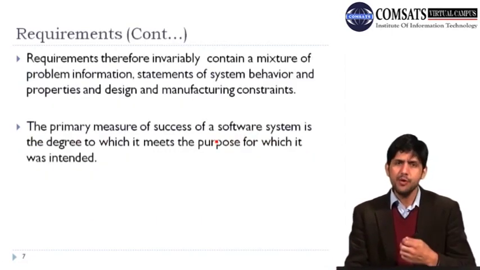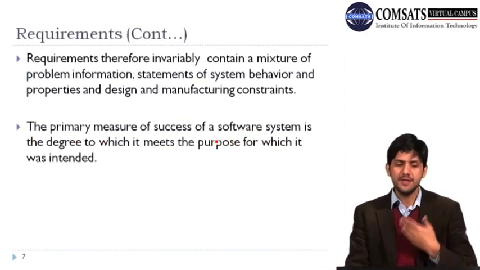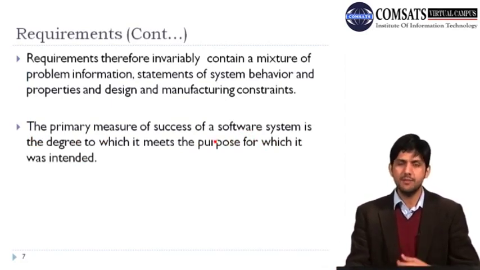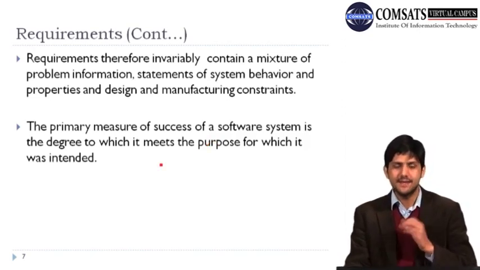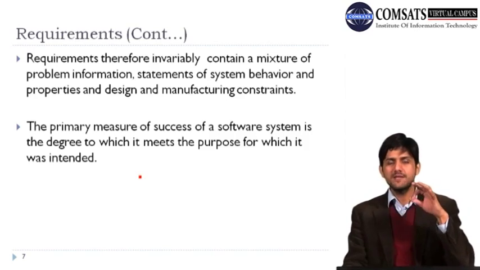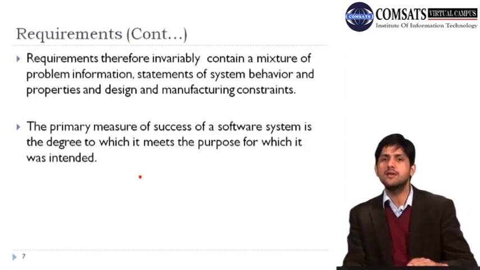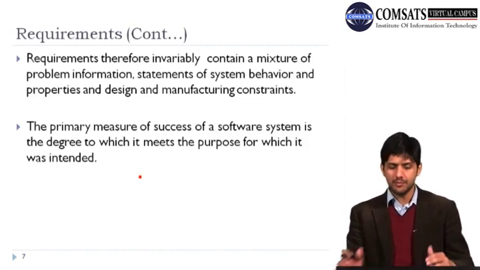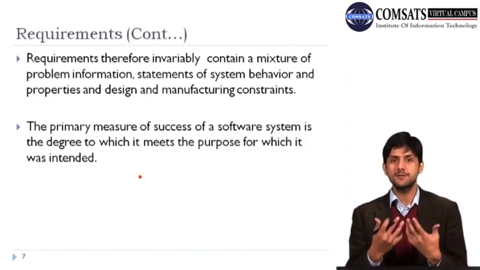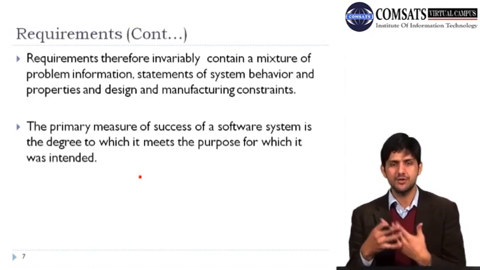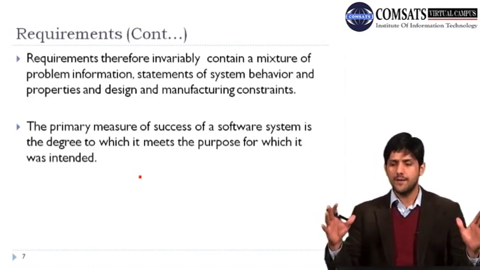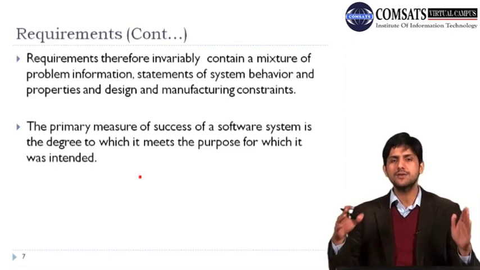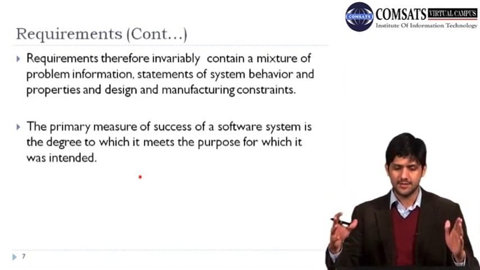So just a bit more on the requirements. The requirements therefore invariably contain a mixture of problem information, statements of system behavior and properties, and design and manufacturing constraints. The primary measure of success of a software system is the degree to which it meets the purpose for which it was intended. So it is very important that we specify everything and we have everything written down. Specifying requirements is very important, because one of the main work products of the specification process is the software requirement specification document, and that document is used throughout the life cycle of the product, or at least until you get your system validated and accepted and deploy it at the client's end.